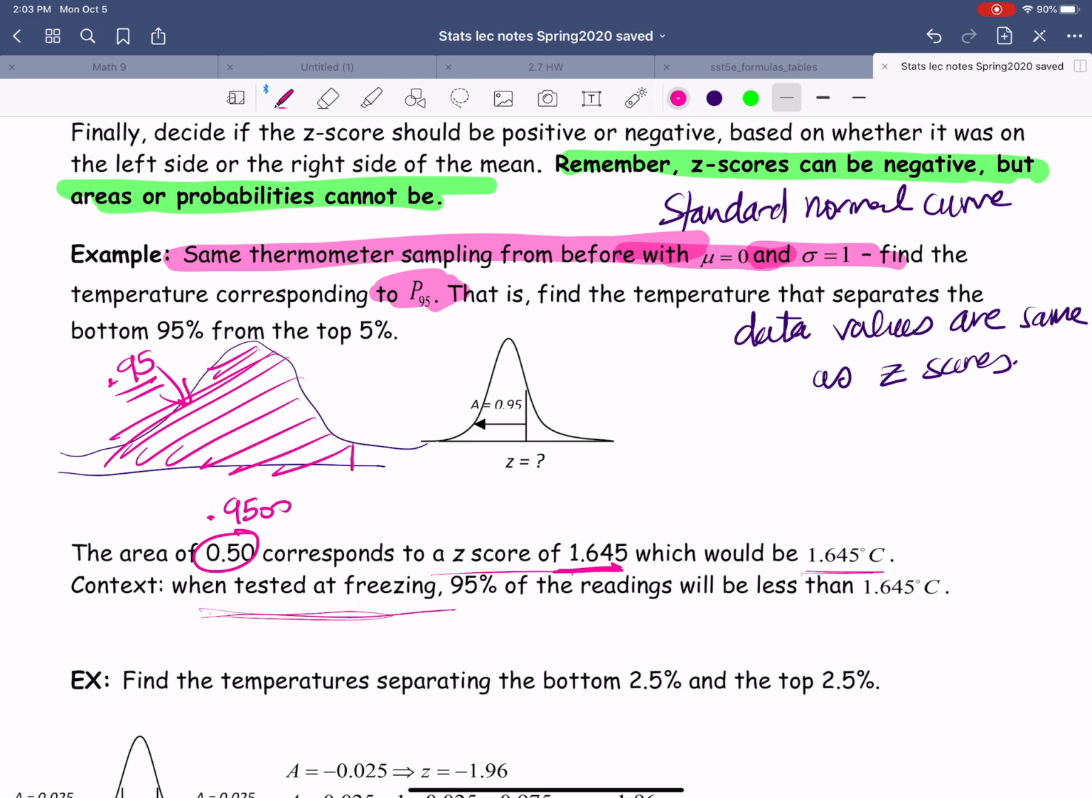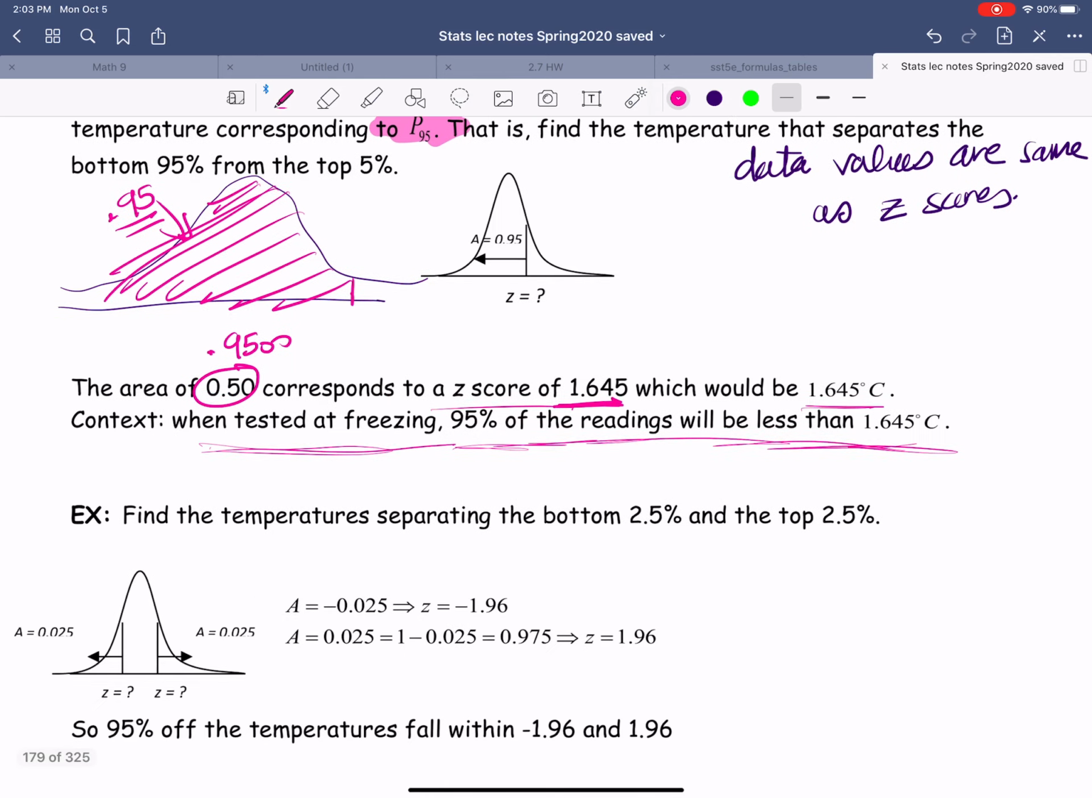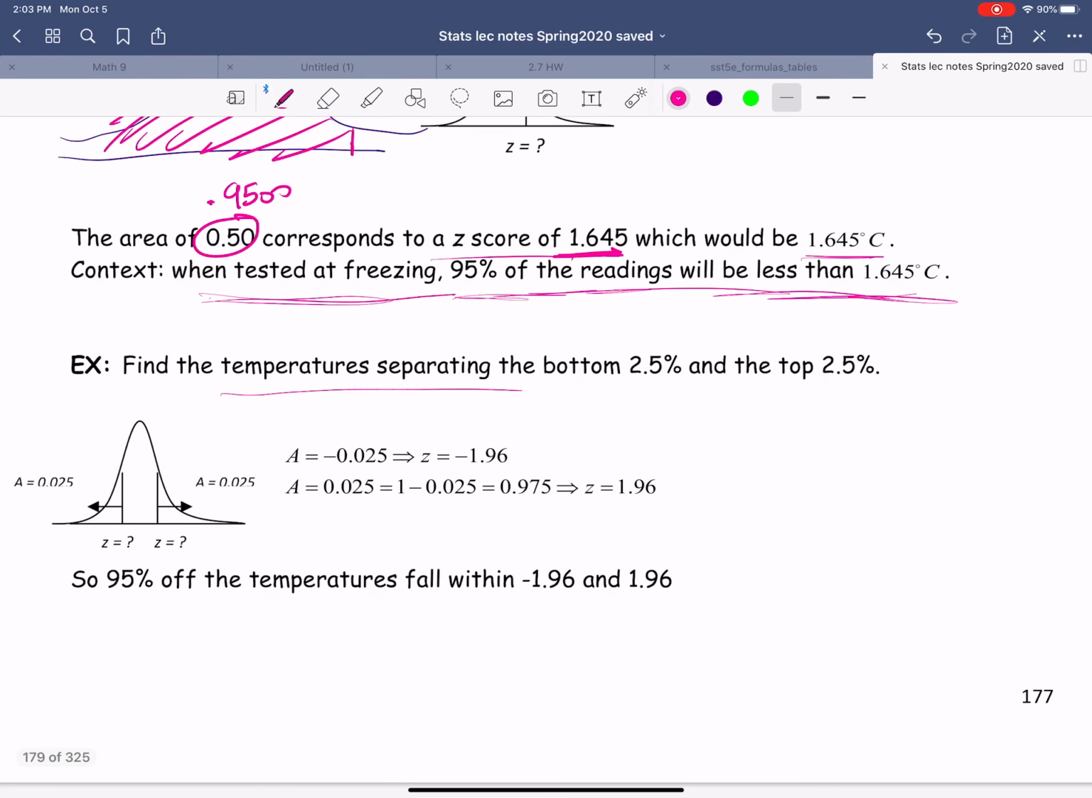When tested at freezing, 95% of the readings will be less than 1.645. And that's the context. It's very important to interpret your answer. What does that number mean that you are saying is your answer? What does it mean in terms of the problem? Find the temperature separating the bottom 2.5% and the top 2.5%.